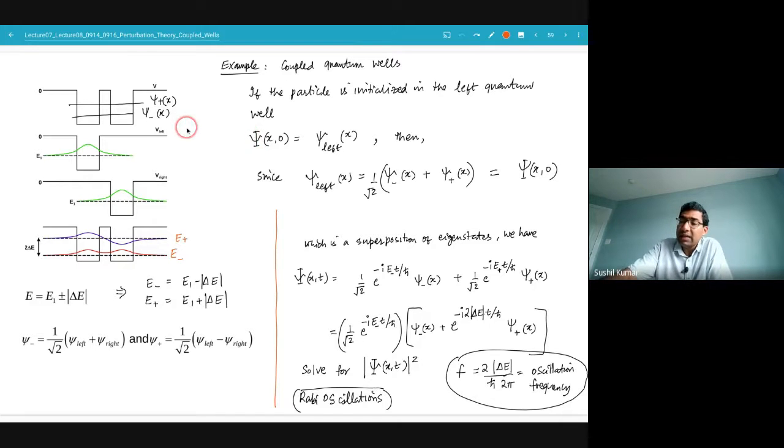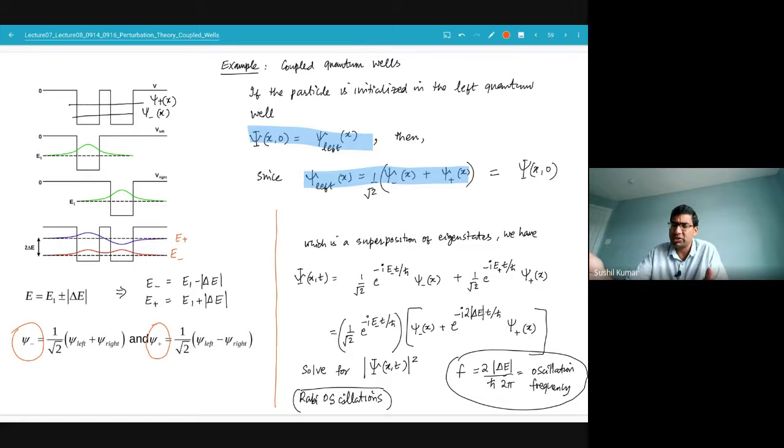So I set my initial wave function as psi left. Since psi left is psi minus plus psi plus, maybe you can see that from here. This is psi minus, this is psi plus. If you add them up together and multiply by 1 over square root of 2 to make sure everything is normalized, you will get psi left back. That's what this shows.